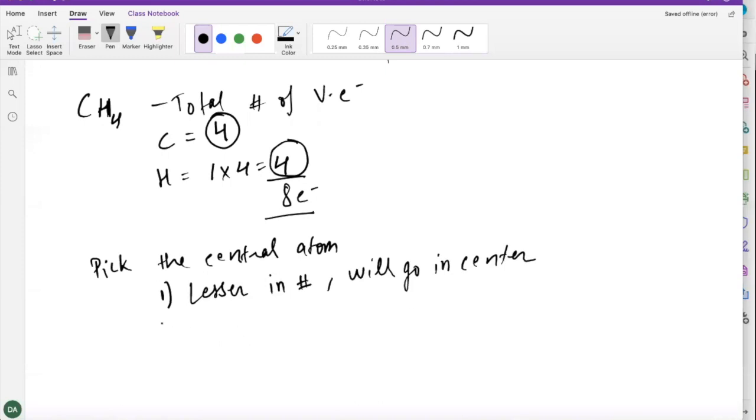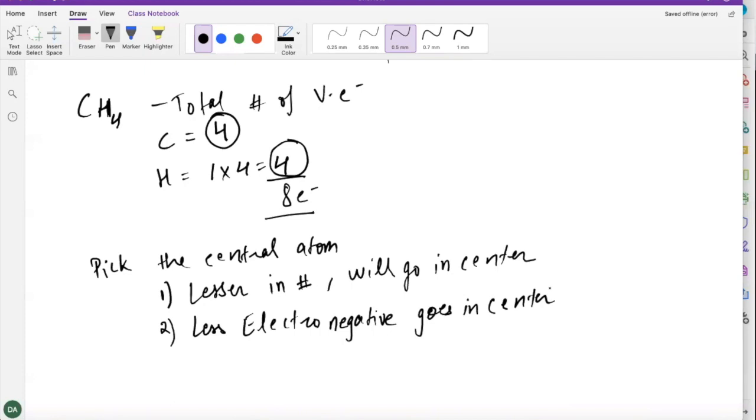And then we have a second rule as well. If the first rule does not work, what do I mean by it does not work? If I have 1 carbon and 1 nitrogen, then who is going to go in the center? The one which is less electronegative will go in the center. We'll talk about that right now. Less electronegative goes in center.